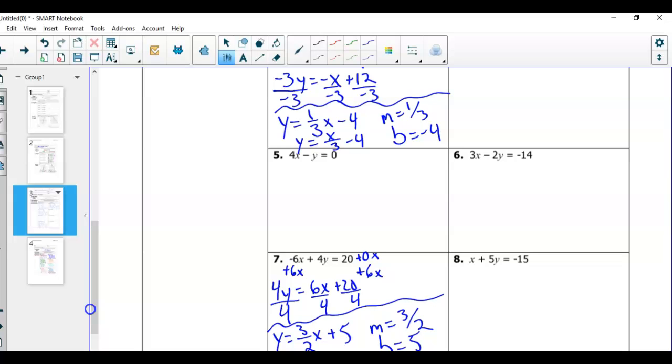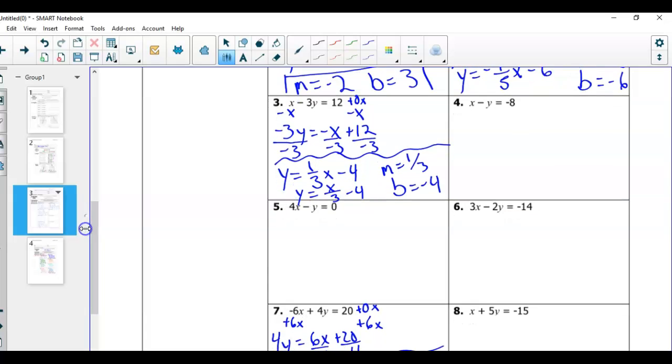The other 4 I didn't do are going to be solved very similarly. Add or subtract the x term. If there is a coefficient in front of y, whether that's negative 1, negative 2, another negative 1, positive 5, whatever it is, divide everything by that number and then rewrite it so it's in slope-intercept form. And find your slope and y-intercept.